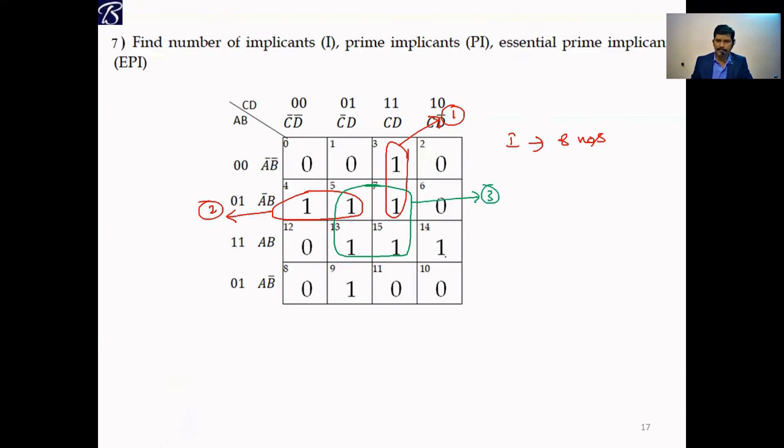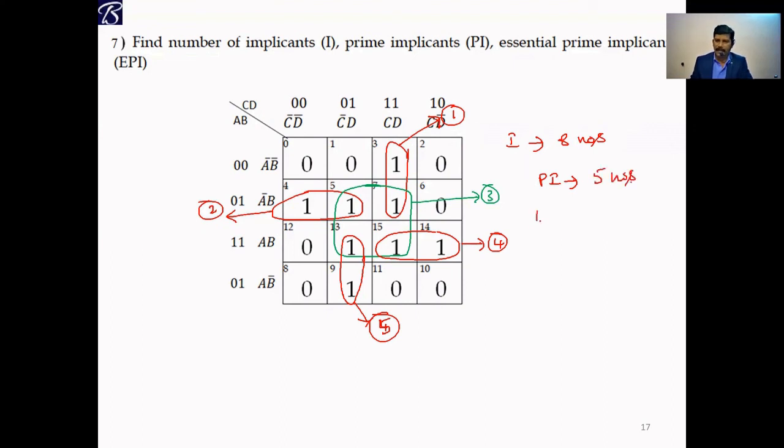Now consider the remaining one here, the 14 cell. This is the possibility, and let us say this is 4. And for the last minterm, the possibility is this one, and let us name it as the 5th one. Right. So now the question is, how many prime implicants are there? So 1, 2, 3, 4, 5, all possible maximum groups, 5 numbers.